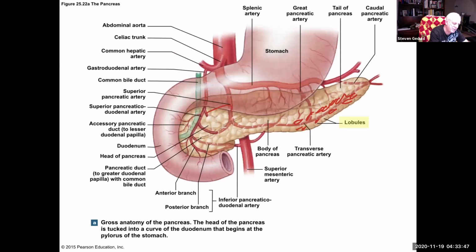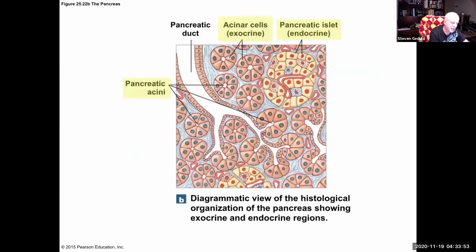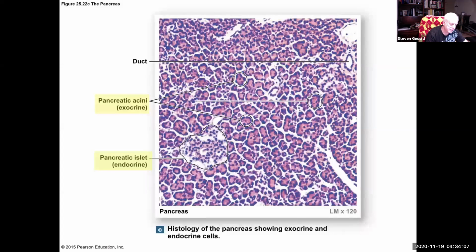Again, this is the head. This is the body. This is your tail. These are the acinar cells that produce your buffers and your digestive enzymes. These are the pancreatic islet cells, which produce your insulin and glucagon hormones. Okay, this is what it looks like under a light microscope. You can see the pancreatic cells, and the pancreatic islets where they're accumulated.